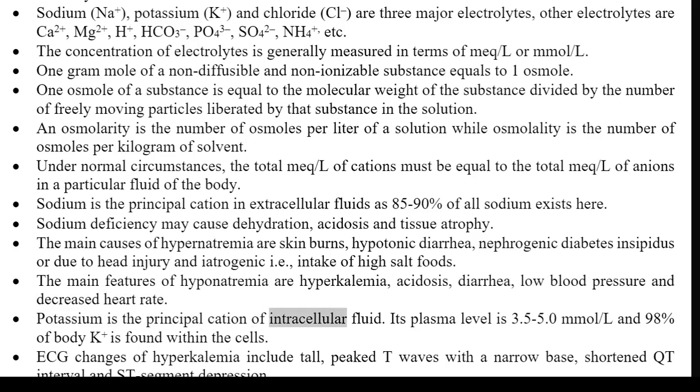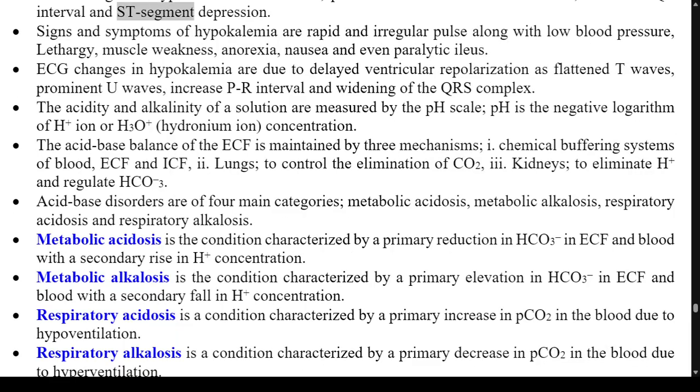Potassium is the principal cation of intracellular fluid. Its plasma level is 3.5 to 5.0 mol/L, and 98% of body K+ is found within the cells. ECG changes of hyperkalemia include tall, peaked T waves with a narrow base, shortened QT interval, and ST segment depression. Signs and symptoms of hypokalemia are rapid and irregular pulse along with low blood pressure, lethargy, muscle weakness, anorexia, nausea, and even paralytic ileus. ECG changes in hypokalemia are due to delayed ventricular repolarization: flattened T waves, prominent U waves, increased PR interval, and widening of the QRS complex.